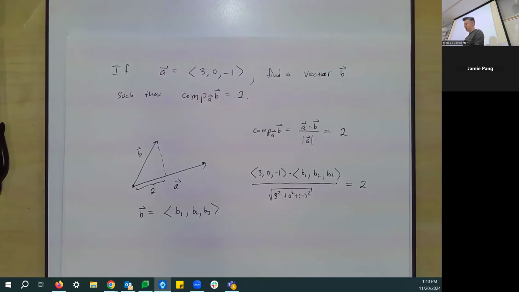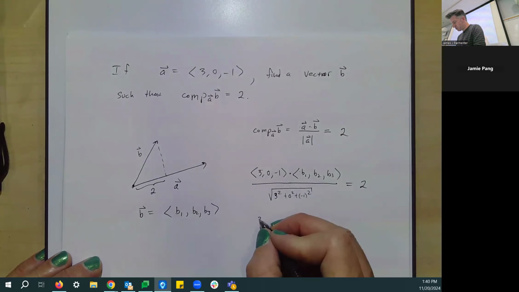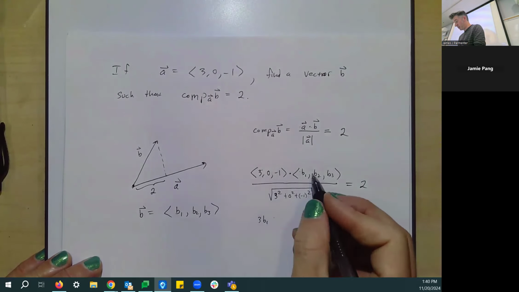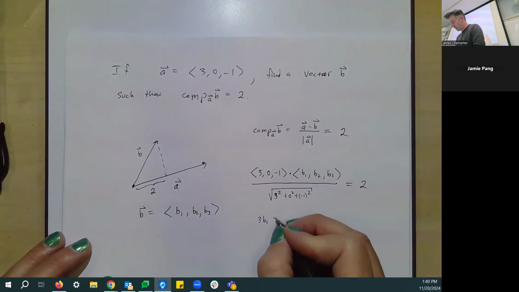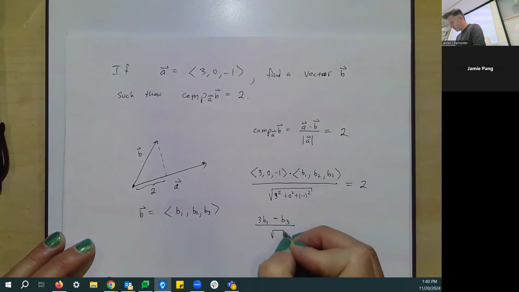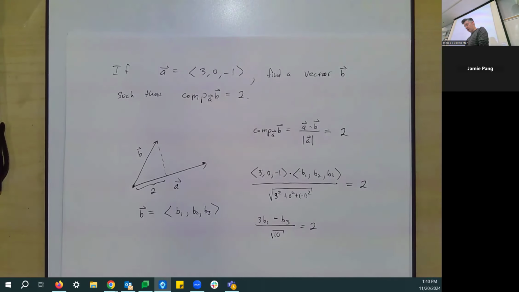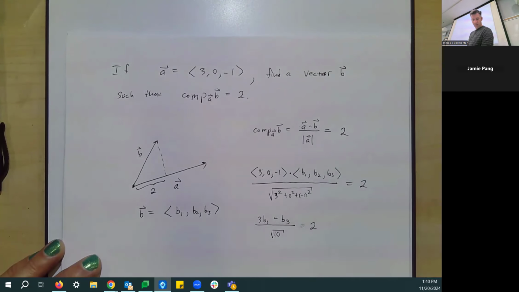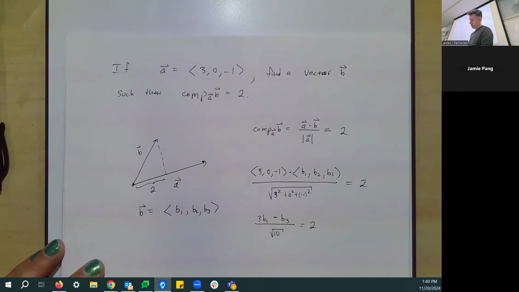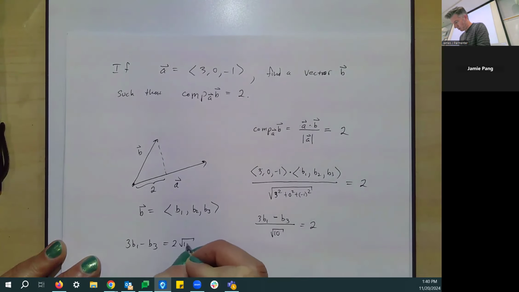Okay, we can solve this equation probably. So the top is going to be 3 times B1 plus 0 times B2, let's not write that down, minus 1 times B3. All divided by the square root of 10 is equal to 2. So then I would probably multiply both sides by square root of 10. Yeah, would I do that? Sure, yeah. So we get 3 times B1 minus B3 equals 2 times the square root of 10.